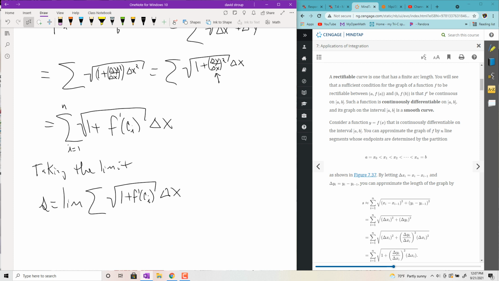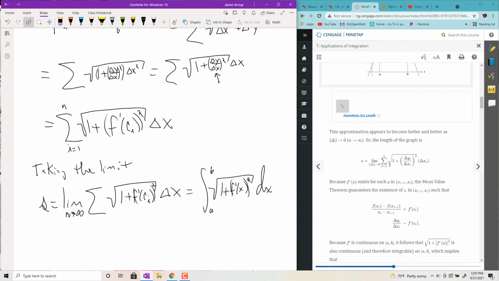As the intervals go to 0, that c sub i kind of gets smushed, and we could rewrite it as the integral from a to b of the square root of 1 plus f prime of x squared. This thing should be squared, sorry, dx. And that will be the integral for arc length that we need to do the problems in this section.